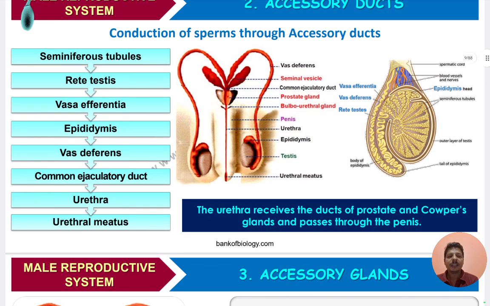Remember, some more points are also given. The urethra receives the ducts of the prostate and Cowper's gland and passes through the penis. So here the point is given: the urethra receives the duct of the prostate gland, as you can see here, and the Cowper's gland or bulbourethral gland, and passes through the penis.